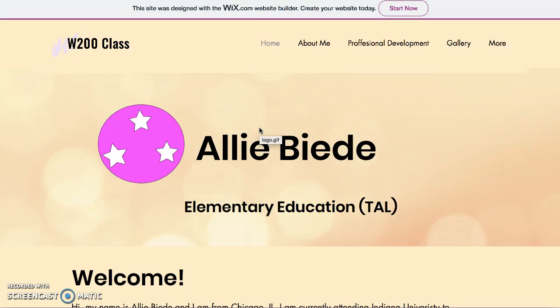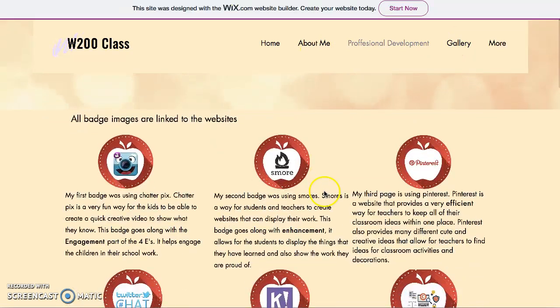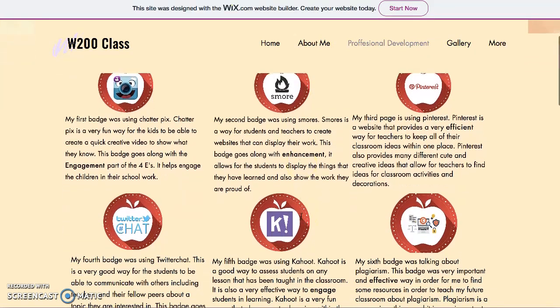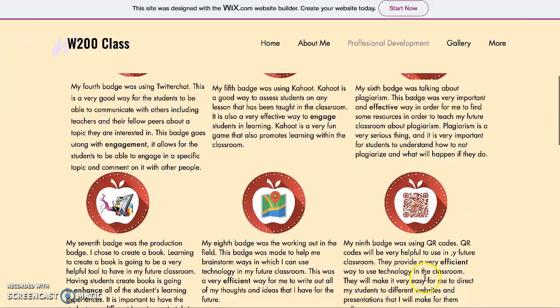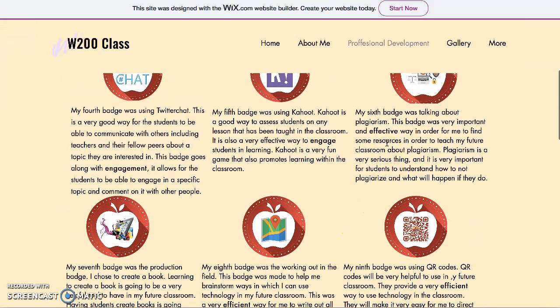Some ideas for technology integration in the classroom is to use websites such as these many different badges that I created. They can use Chatterpix, S'mores, Pinterest, Twitter Chat, Kahoot, and many others in order to make their learning more effective.